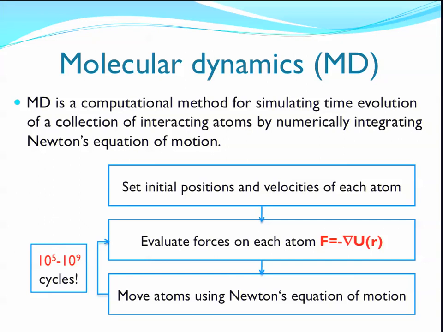The second point is that this cycle has to be repeated many, many times in order to obtain enough statistics about our system. So we have to perform the cycle about 1 billion times. So the computational efficiency of evaluating the potential energy surface is another important factor for producing reliable molecular dynamics simulations.